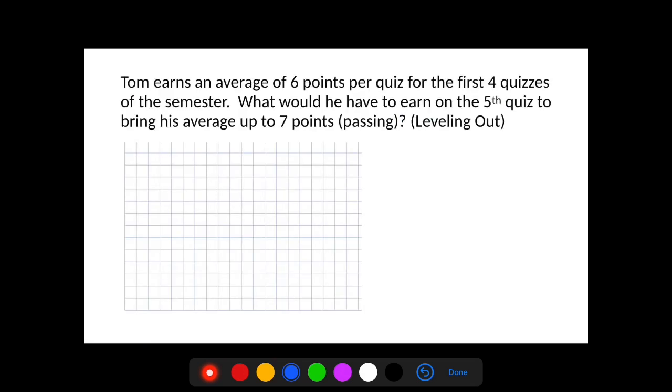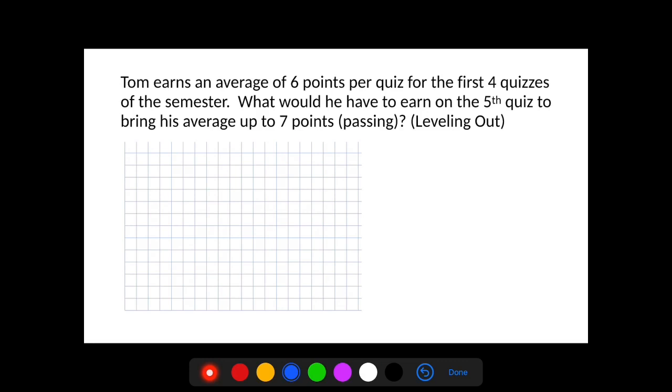I don't have to actually build towers for this. I could do a visual representation on graph paper. Tom earns an average of 6 points per quiz for the first 4 quizzes of the semester. What would he have to earn on the 5th quiz to bring his average up to 7 points? This is a question that students ask me all the time. What do I need to get on the next test? What do I need to get on the next homework to have the grade that I want?